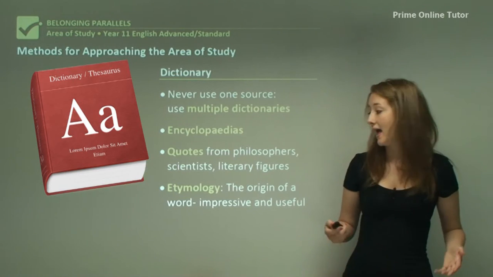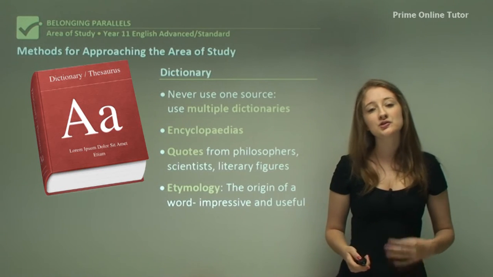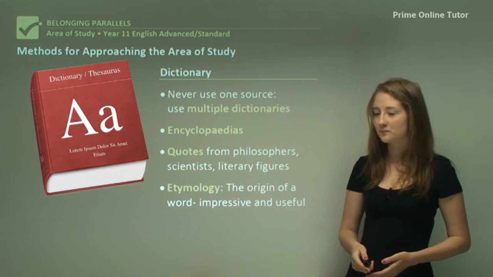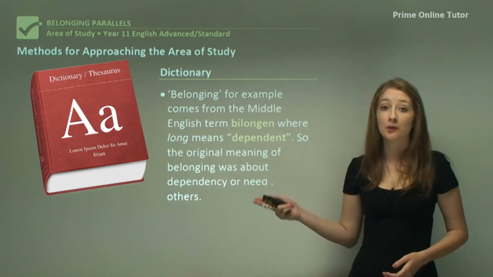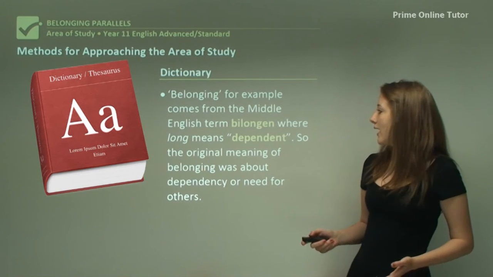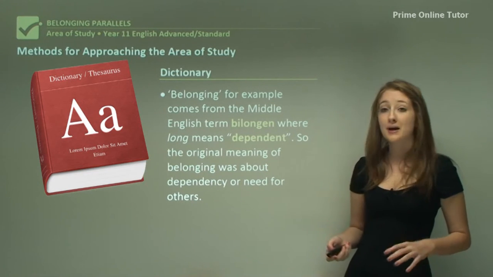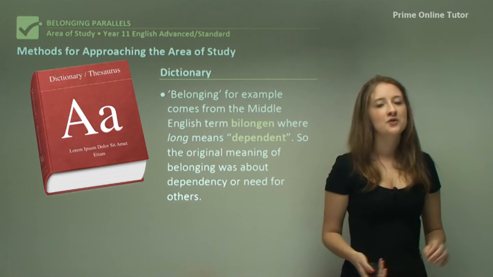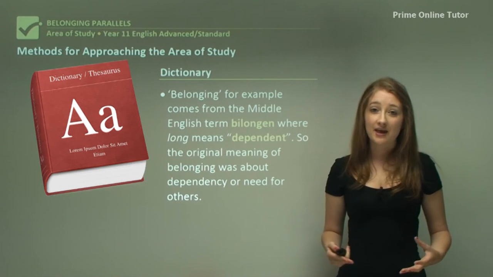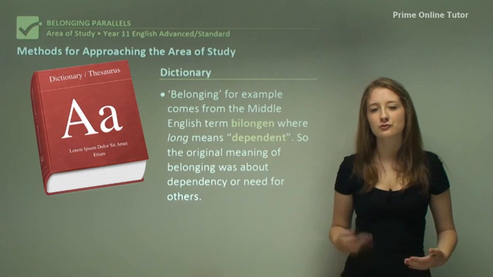You can also look at etymology, which is the origin of a word. And this is something which is really sophisticated and quite impressive to a marker if you use it in an exam. So for example, if you look at the word belonging, you see that this comes from the Middle English term belongen, where long means dependent. So basically the original meaning of belonging was about dependency or a need for others. So it's these little interesting facts which you can litter throughout your essay and at the end of the day create a more interesting essay which is going to stand out to the marker as something which isn't just routine and boring.